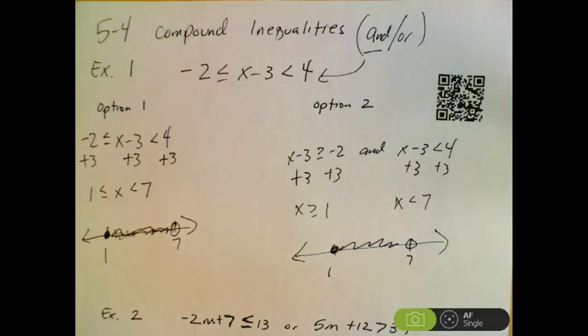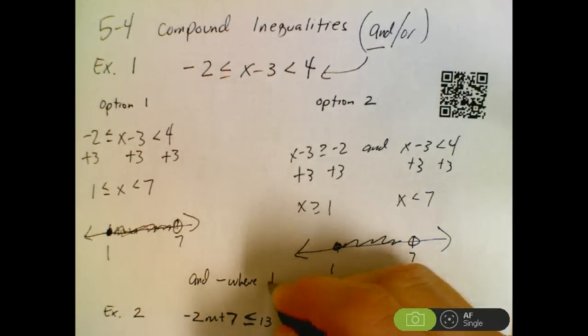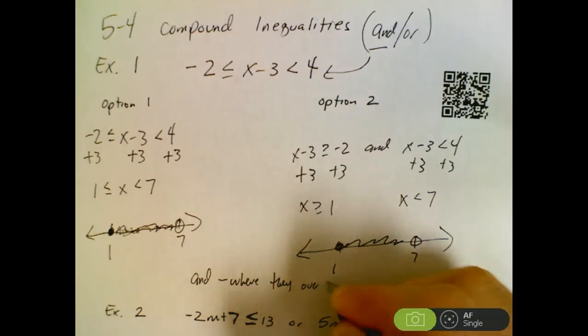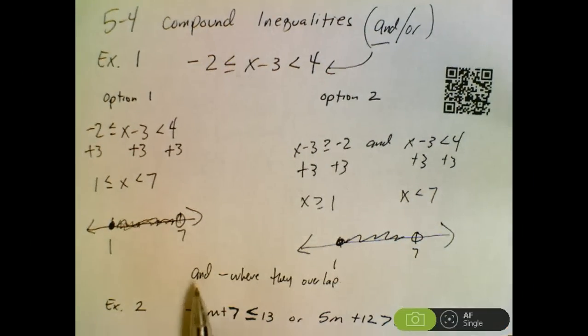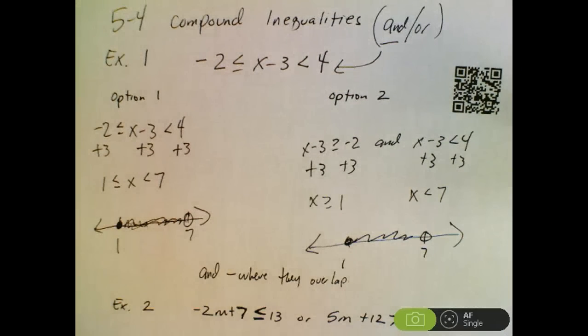So that's the "and" problems. We're looking at "and", that means both things, where they overlap. That's key here. An "and" problem is where do they overlap? Well, they overlap in between here.